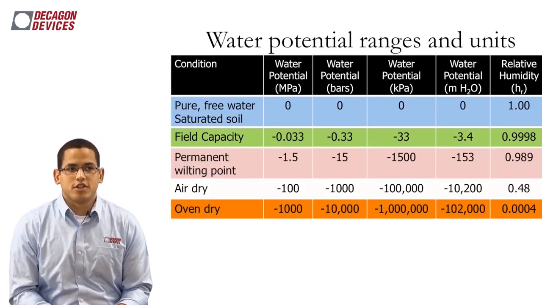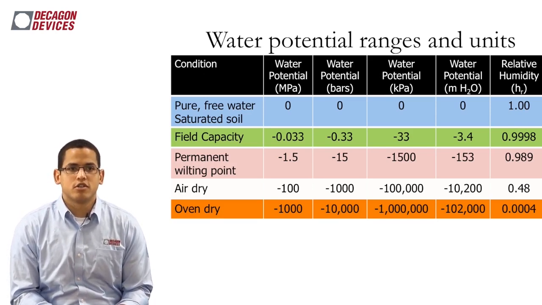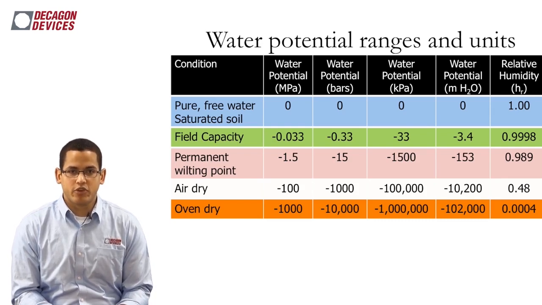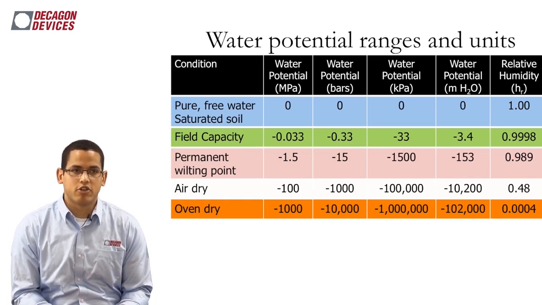Now I bring this chart up to show changes in relative humidity at different water potential points. I think an important one to look at is the relative humidity at field capacity. We have a relative humidity of 0.9998. And then the relative humidity at permanent wilting point, we have a relative humidity of 0.989. That is a very small change in relative humidity. And so it requires an accurate measurement of relative humidity to really get an accurate measure of the water potential.